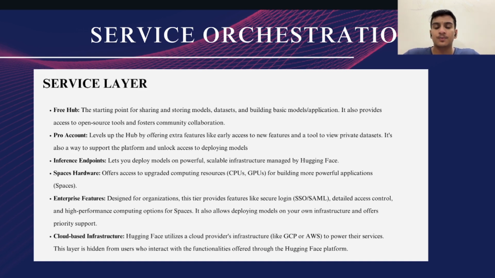Second is Pro Account, through which people can leverage various services through subscription. Third one is inference endpoints that help you deploy models on powerful, scalable infrastructure managed by Hugging Face. Next one is Spaces Hardware that offers access to upgraded computing services like CPUs, GPUs to build your model efficiently and quickly. And last one consists of enterprises or organizations that can leverage Hugging Face services and deploy them on their own cloud platform so that they can build their model on their cloud platform.